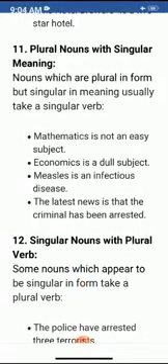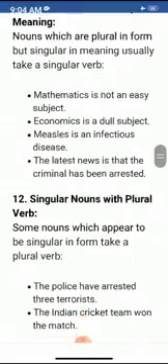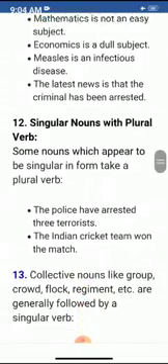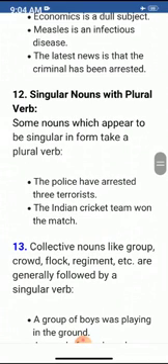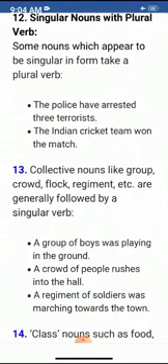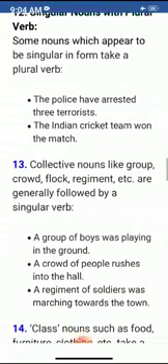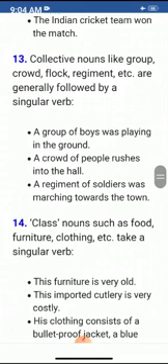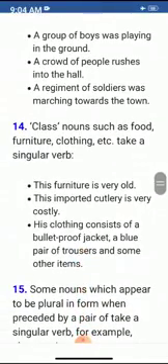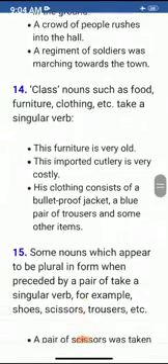Singular nouns with plural verbs. Some nouns which appear to be singular in form take a plural verb. The police have arrested. The Indian cricket team won. Collective groups. Collective nouns like group, crowd, flock, regiment are generally followed by a singular verb. A group of boys was, a crowd of people rushes, a regiment of soldiers was. Class nouns such as food, furniture, clothing are singular. Furniture is very old. This imported cutlery is very costly.